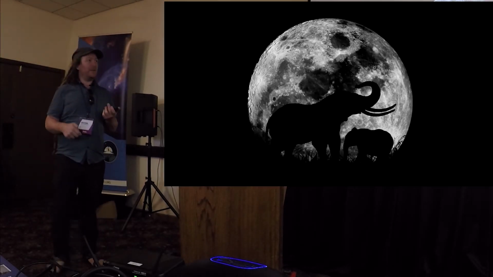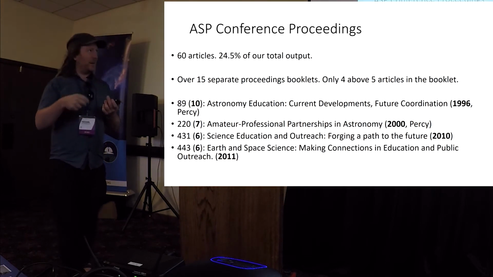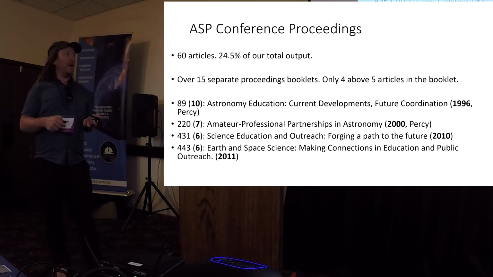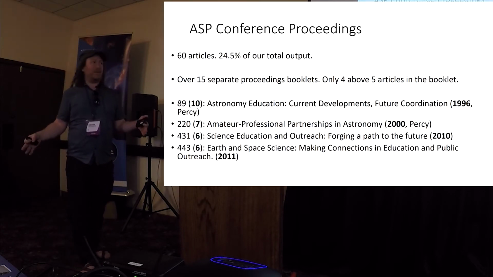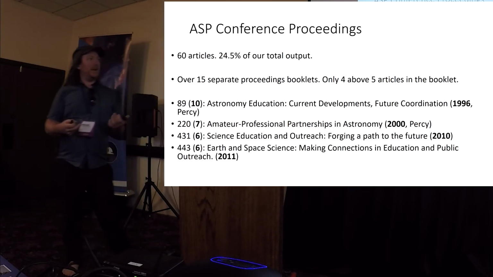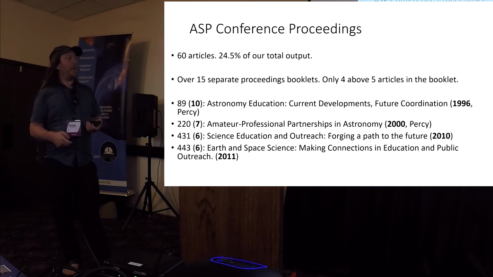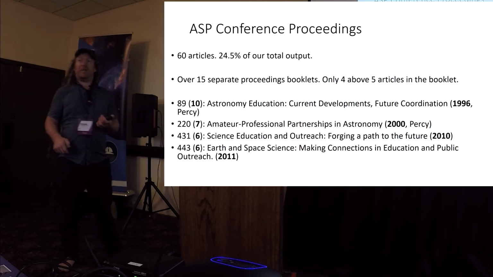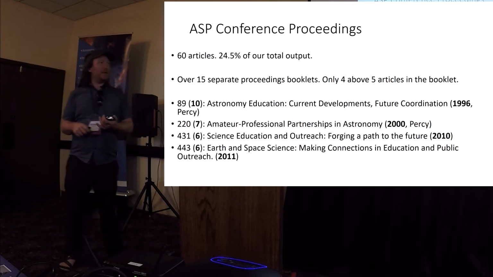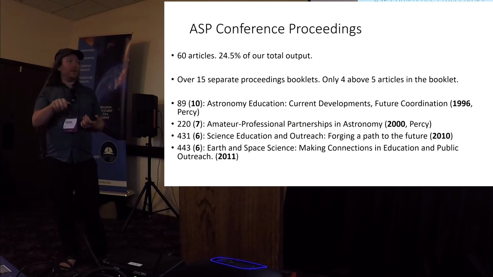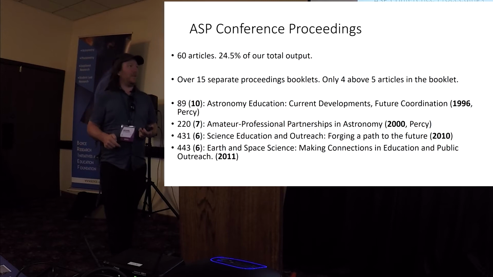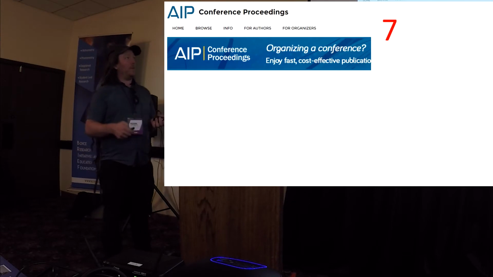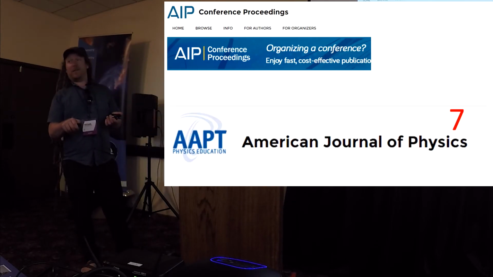Okay, so the elephant is the Astronomical Society of the Pacific Conference Proceedings. A quarter of all the articles were from that, spread over 15 different conference series. You could consider the booklets as different journals. And so there's only 4 that got above 5: a couple of the earlier John Percy conferences and a couple of recent science education conferences related to the Astronomical Society of the Pacific. So the main places for these articles are ASP Conference Proceedings, and this number's how many I've got.